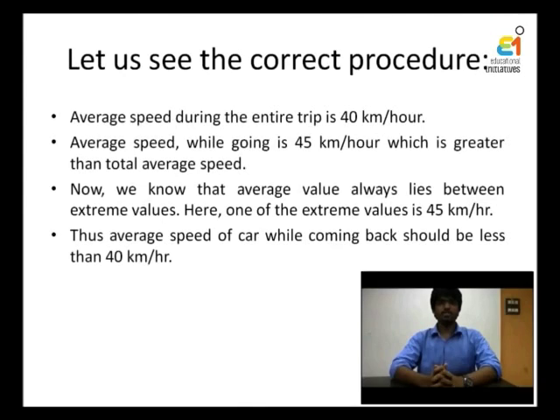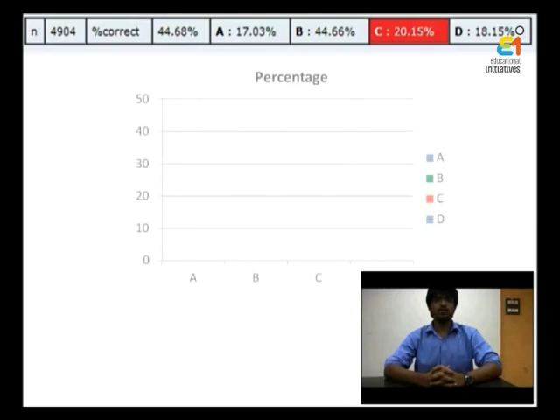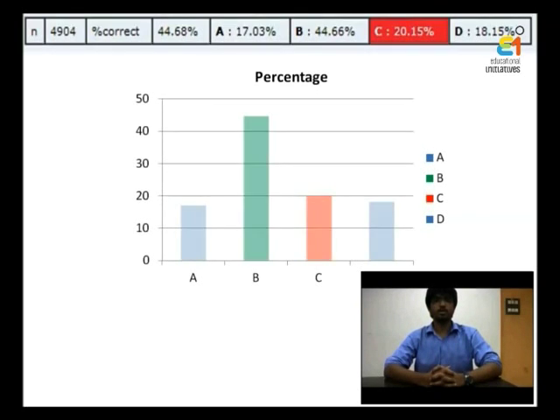But can you guess what percentage of students would have chosen option C as their answer? Let's take a look at the performance data for this question. Out of 4,904 students who attempted the question, only 44% students chose B as their answer, which is the correct option, while 20% of the students chose option C, which is a wrong option. This graph shows that almost more than half of the students who attempted this question have this misconception.